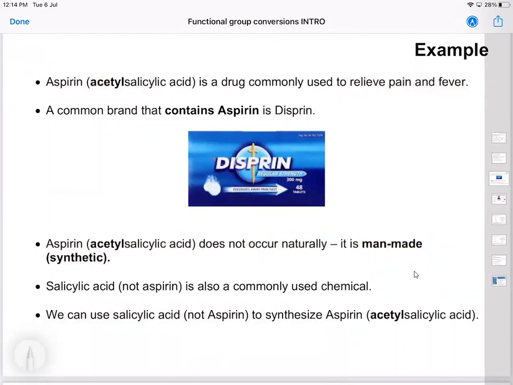But another commonly found thing, and this is going to get quite confusing, is that you can also find a thing called salicylic acid. But notice that salicylic acid is not the same as acetylsalicylic acid. Can you see that? They're not the same thing.